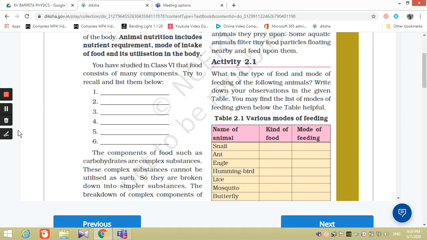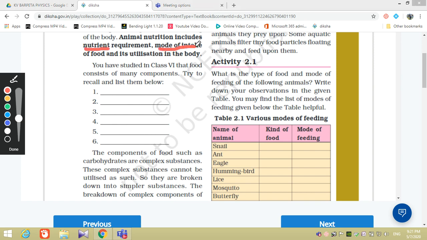So what is animal nutrition? Animal nutrition includes three things: nutrient requirement, mode of intake of food, and utilization in the body. You have already studied in class 6 that food consists of many components. Try to recall the components and list them accordingly. One or two I can help you with: carbohydrate, fats, etc. These were some of the components.